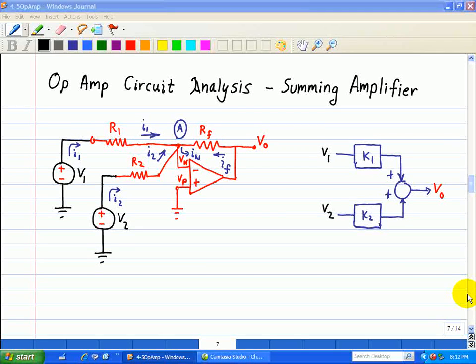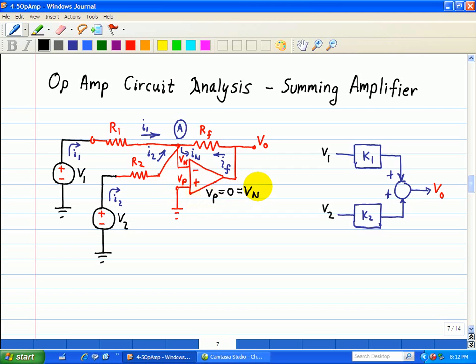Our next circuit is the summing amplifier or adder, shown here as a schematic. This circuit has two inputs connected at node A, and we'll call this node the summing point. Since the non-inverting input VP is grounded, VP is equal to 0, and because of the infinite gain for an ideal op-amp, this is also equal to Vn.